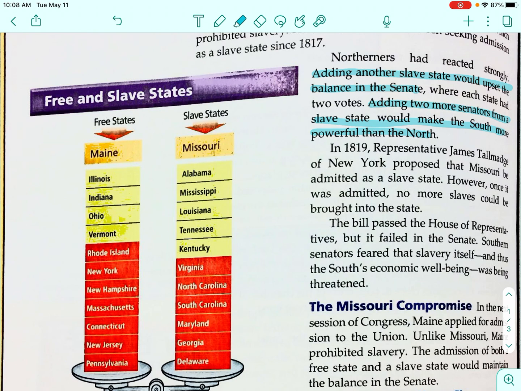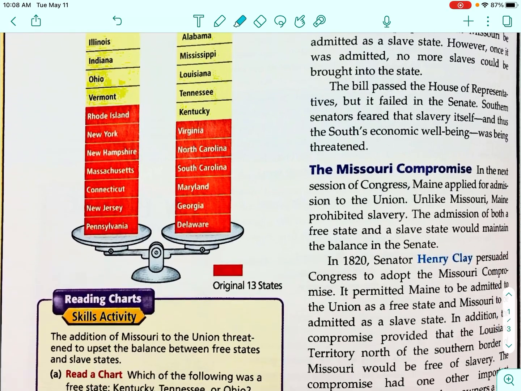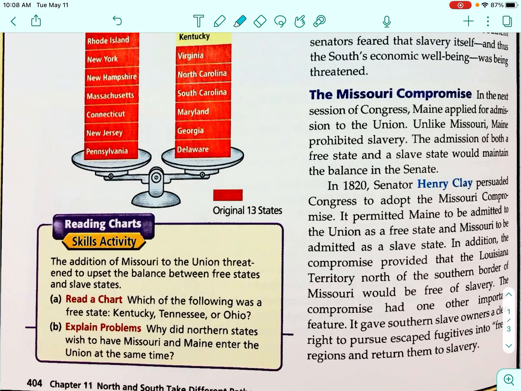Southern senators feared that slavery itself, and thus the South's economic well-being, was being threatened. So we came up with the Missouri Compromise. In the next session of Congress, Maine applied for admission to the Union. Unlike Missouri, Maine prohibited or did not allow slavery. The admission of both a free state and a slave state would maintain the balance in the Senate.